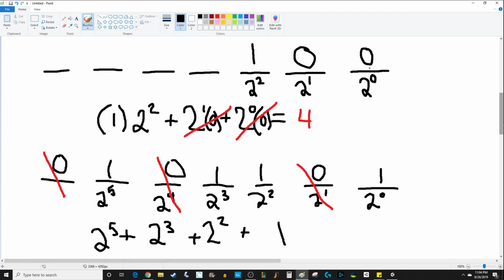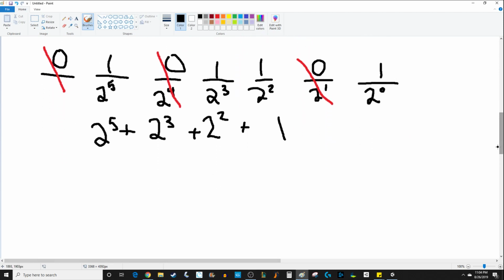If you know your powers of 2, this is going to go a lot quicker. We've got 32 plus 8 plus 4 plus 1, and that comes out to a total of 45. So this number, 01011101, is the binary equivalent for 45.